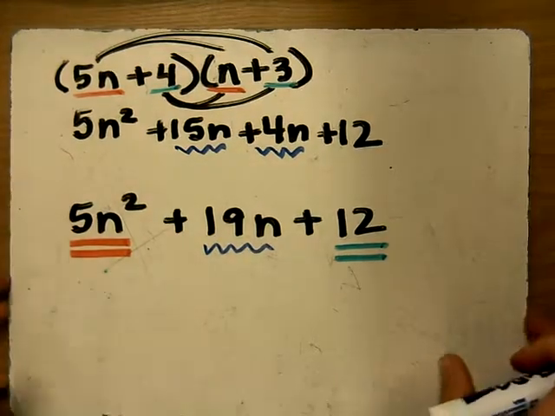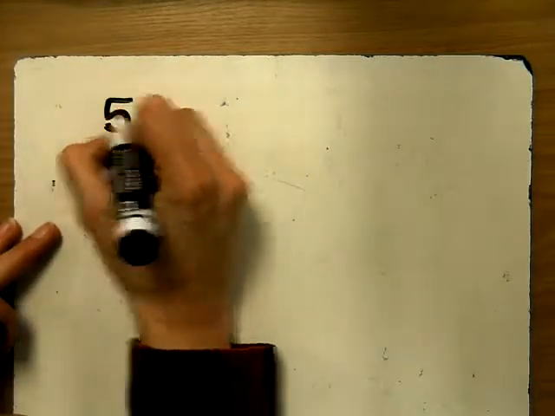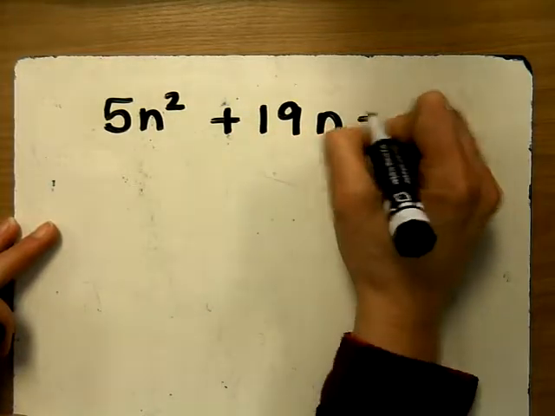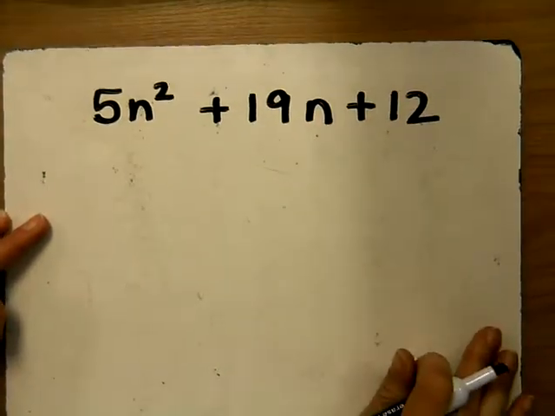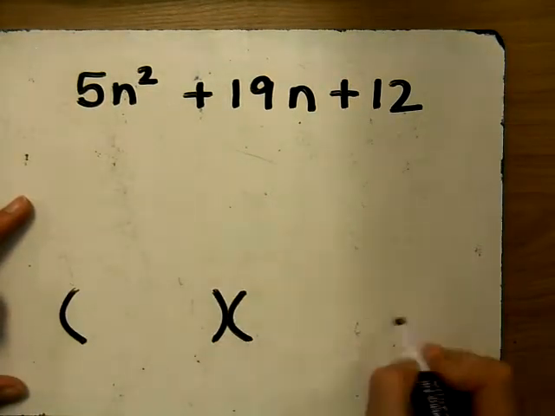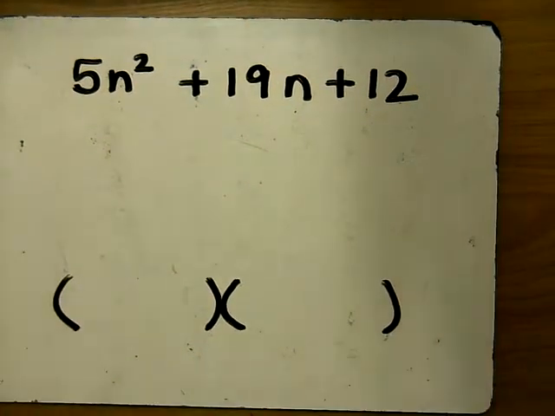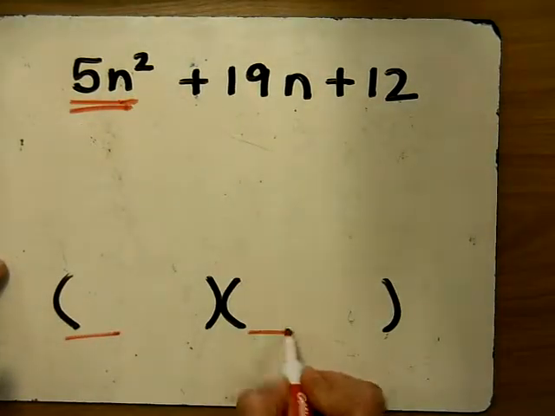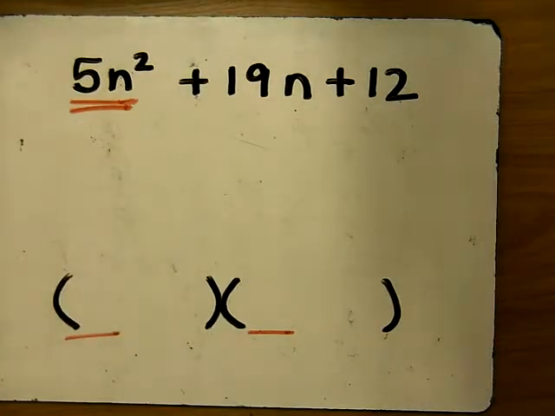Let's use the same exact problem and work backwards. We're going to start with 5n squared plus 19n plus 12. And I know that I want it to look like factored form, in other words, the product of two binomials. So how I do that is I say, okay, you have 5n squared, and I want two things that multiply to be 5n squared.